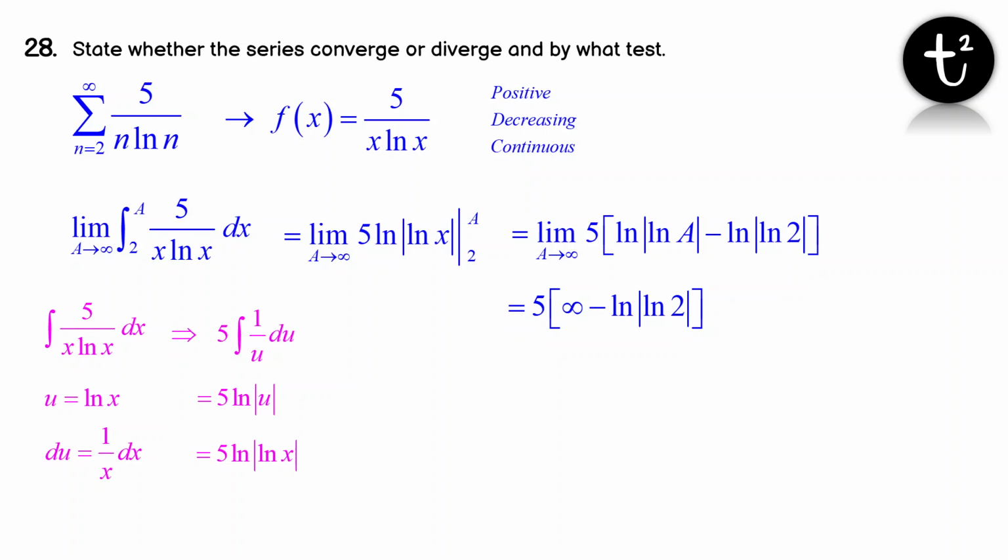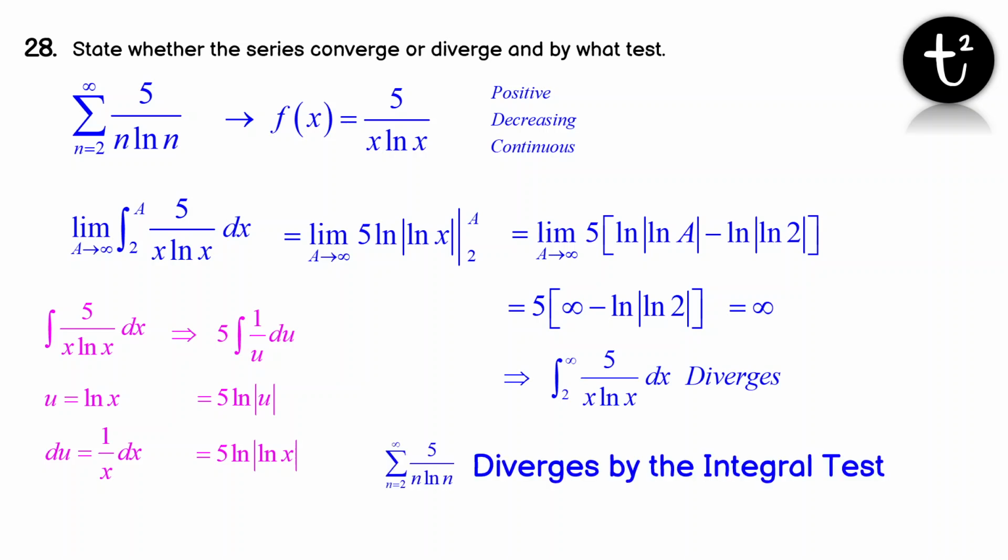Regardless of the value of natural log of 2, we see that this integral is going to diverge to infinity. Right? So since the integral diverges, we know that the original series of 5 over n times natural log of n will diverge by the integral test.